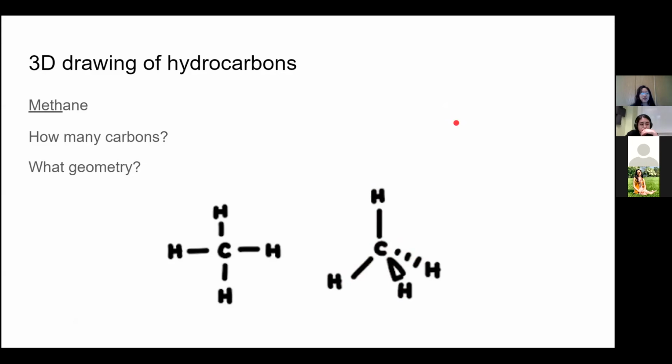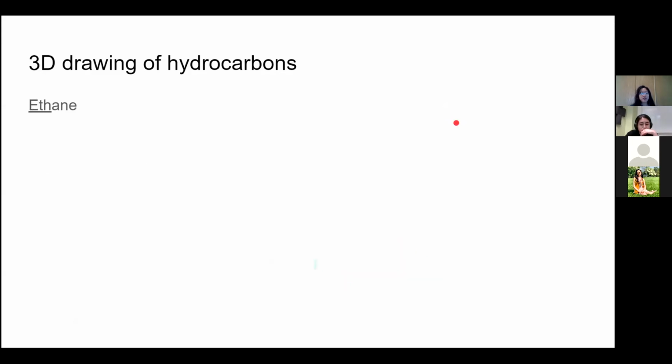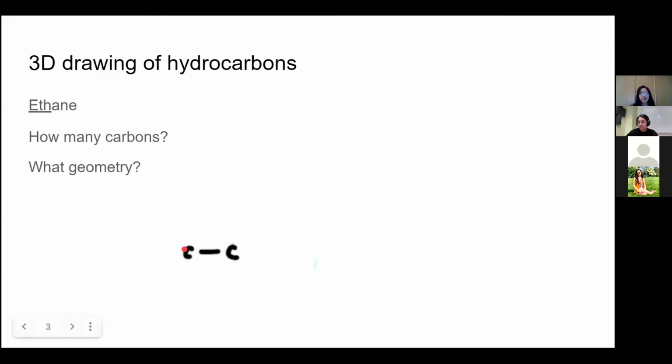Okay, so now let's draw a slightly bigger molecule. So ethane, does anyone remember how many carbons are here? 2. Exactly, 2 carbons. And then we can just fill in the hydrogens. So we know that carbon's going to want to form 4 bonds. And each carbon is already bonded to 1 carbon. So it just needs 3 more hydrogen bonds, something like this.